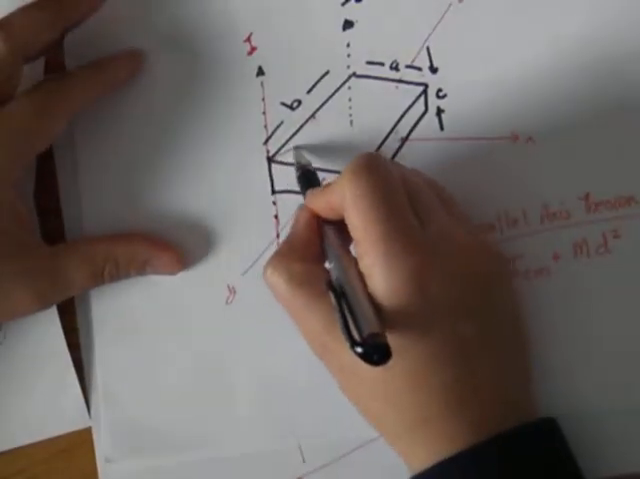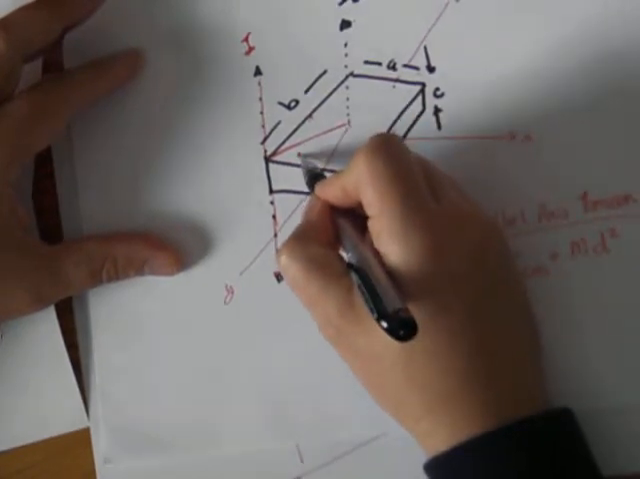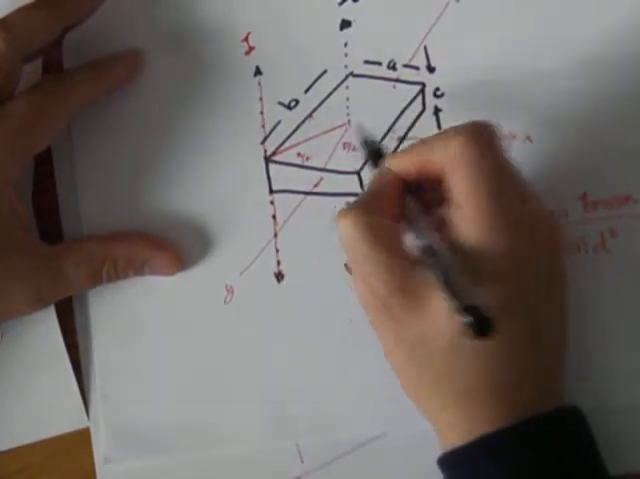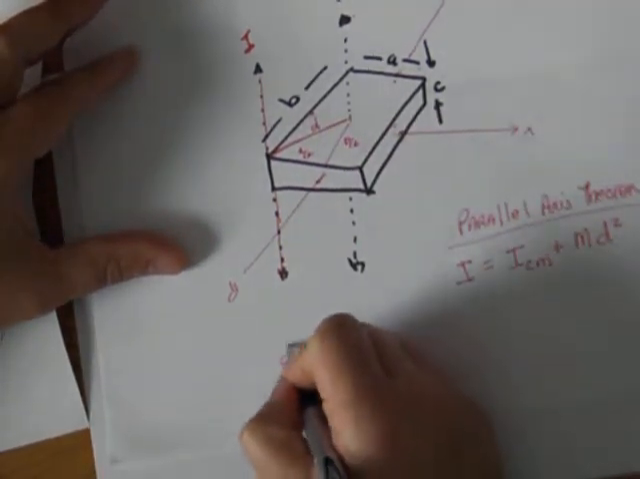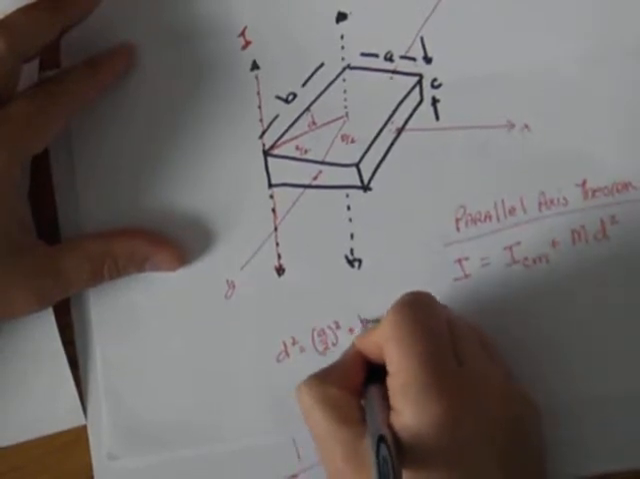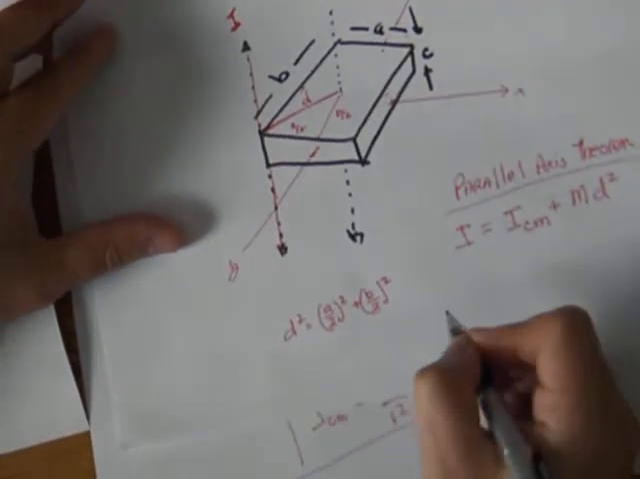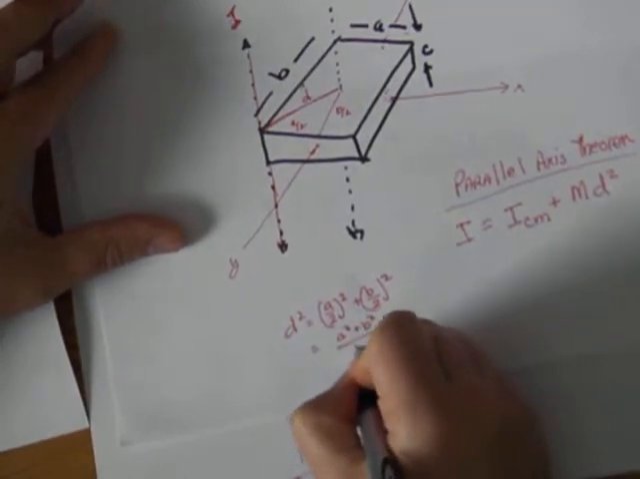This distance right here, if you can see, we know this is a over 2 and this is b over 2. So this distance d squared will just equal a over 2 quantity squared plus b over 2 quantity squared, which is equal to a squared plus b squared over 4.